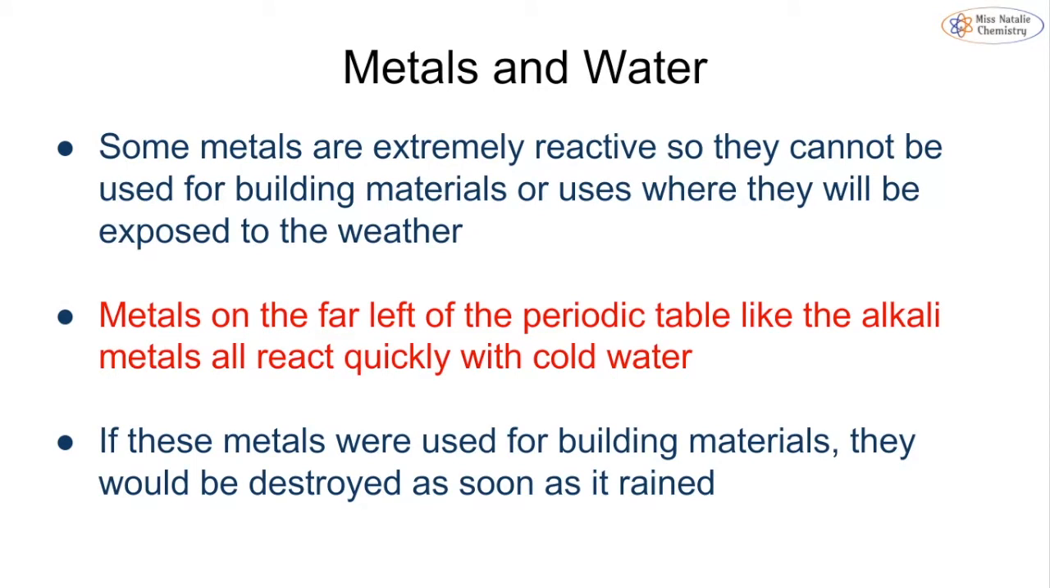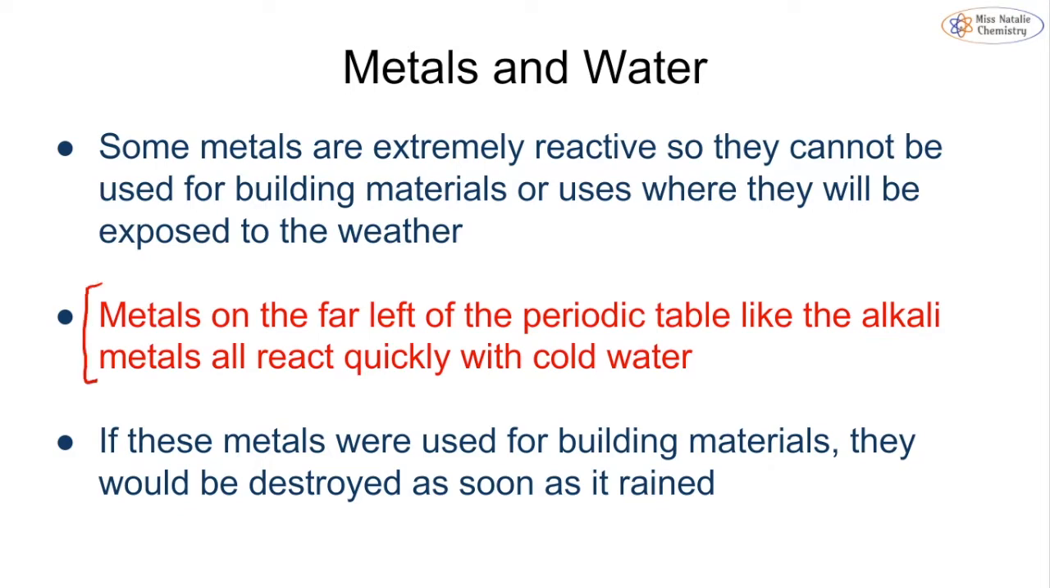So some metals are extremely reactive, and they are so reactive that we cannot use them for things like building materials, because if they did, then they would completely dissolve or be destroyed. So if you've got any substance that is going to be exposed to weather, for example rain or wind or lots of oxygen, you don't want to make it out of a metal that's going to react very quickly.